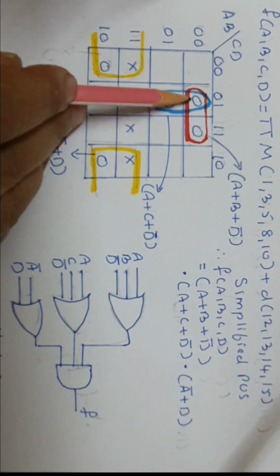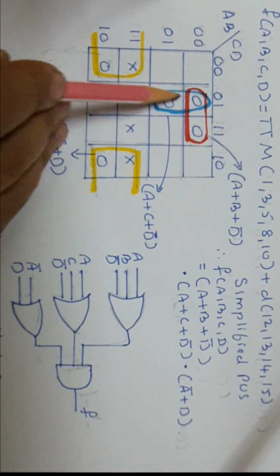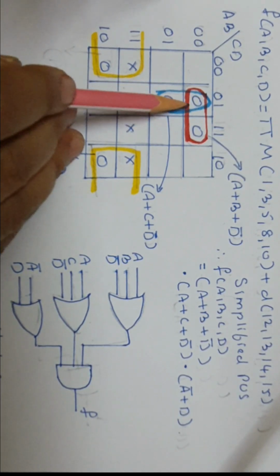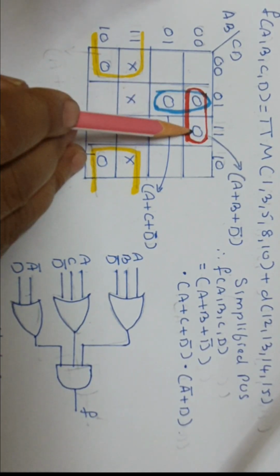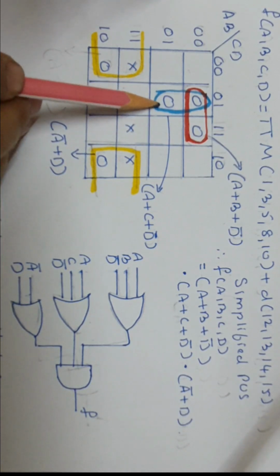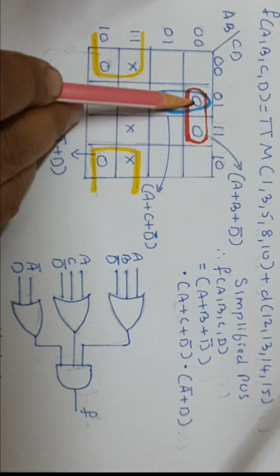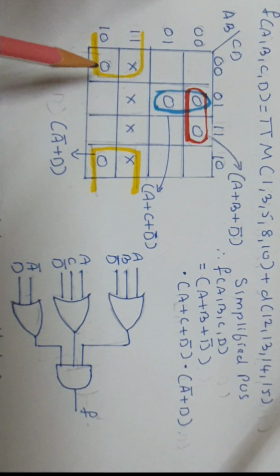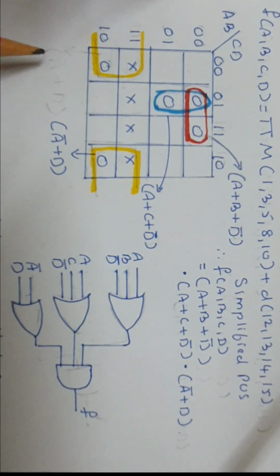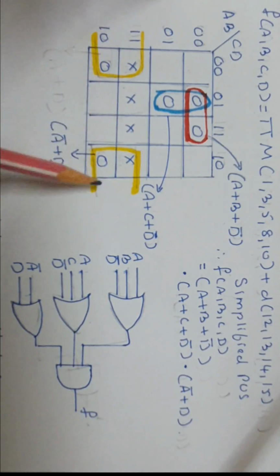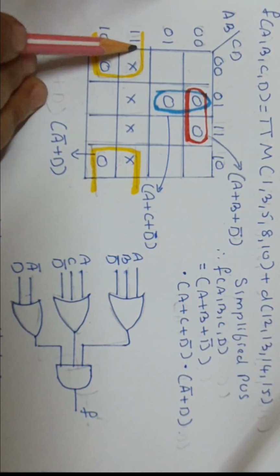Now here these two zeros are paired. These two zeros are paired. With this pair both the zeros are covered. But to cover this, this zero is utilized. So one more pair is formed. So grouping is over.